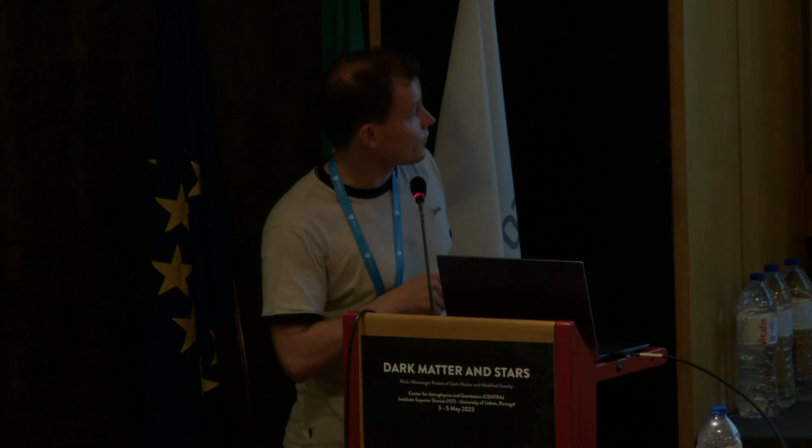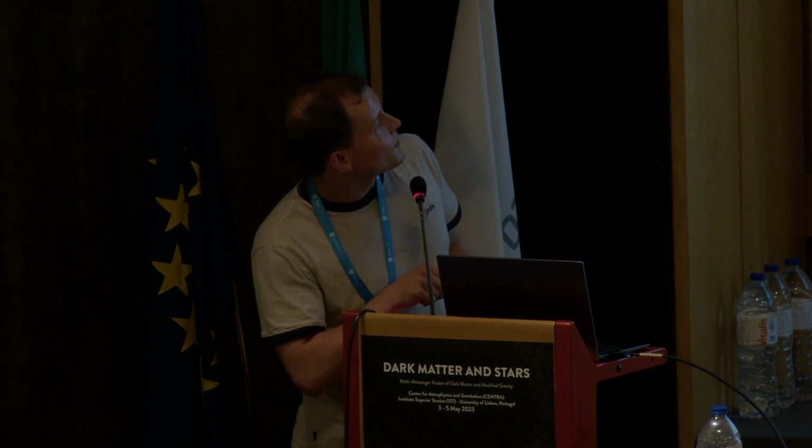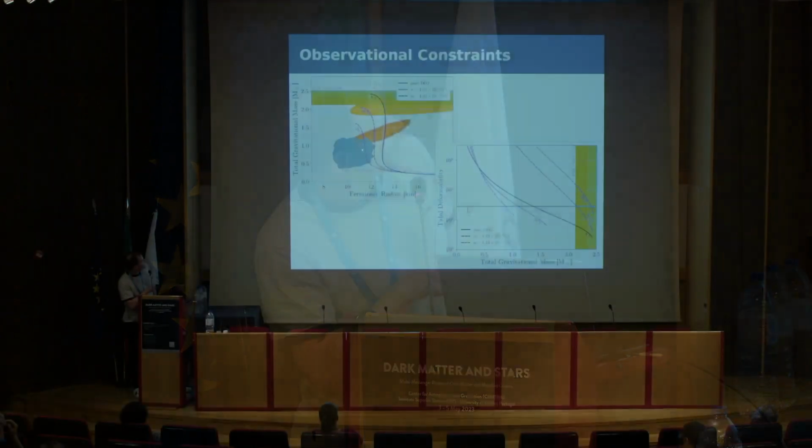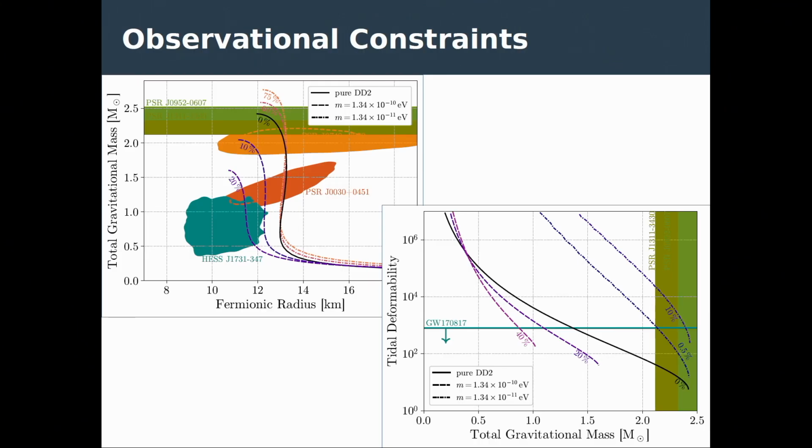And I see I still have some time, so I can talk about these backup slides. In principle, we could explain the HESS measurement of the unusually small neutron star with some core configuration. And we could also constrain our models with the 170817 measurement, which gives an upper bound on the tidal deformability, which we plan to do in the future.